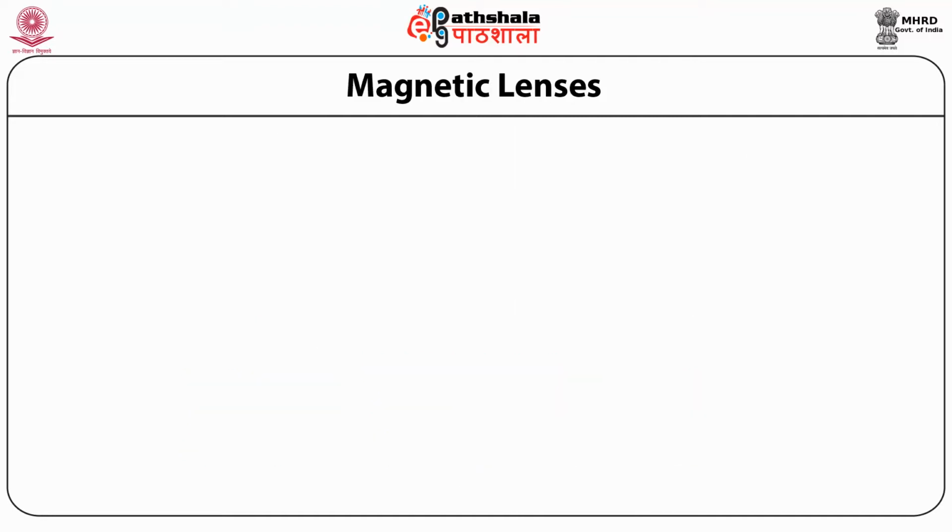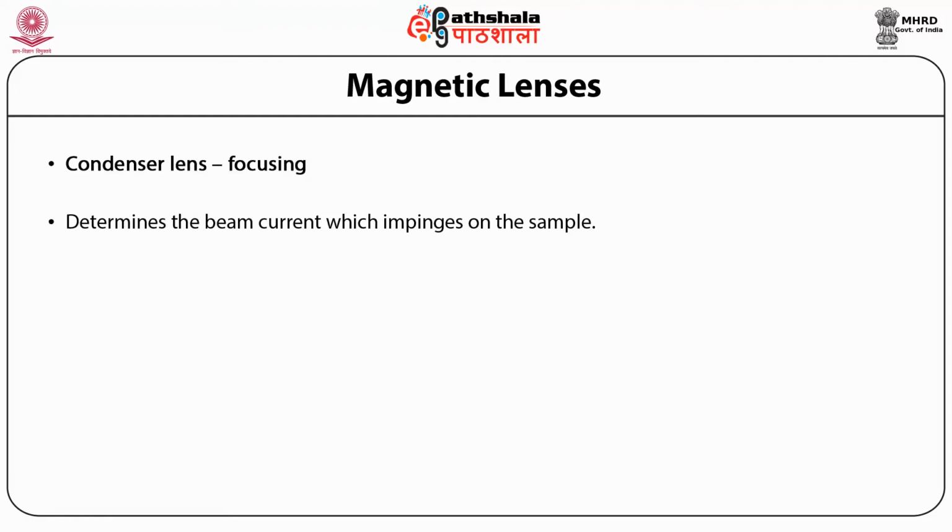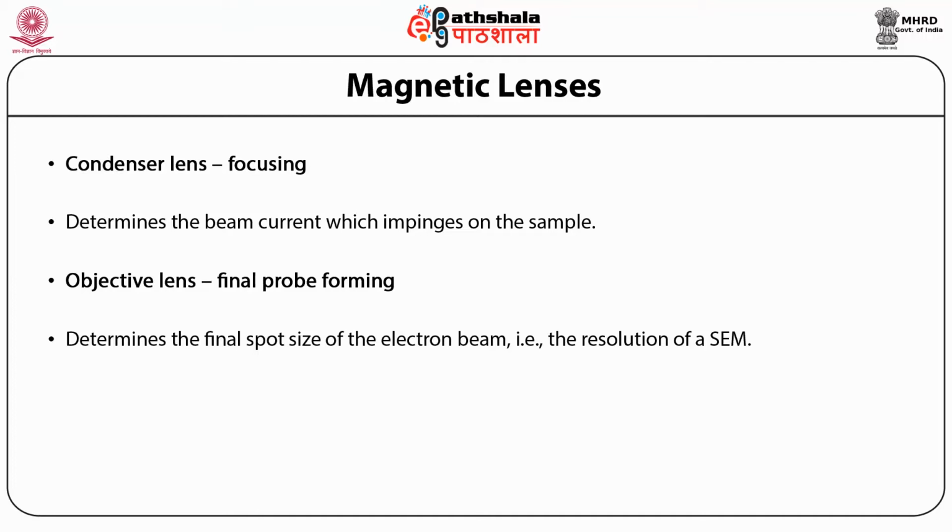Now we have two types of magnetic lenses. A condenser lens, which is used for focusing, that is, it determines the beam current which impinges on the sample. The second is the objective lens, which is used for final probe forming, that is, it determines the final spot size of the electron beam and determines the resolution of a SEM.